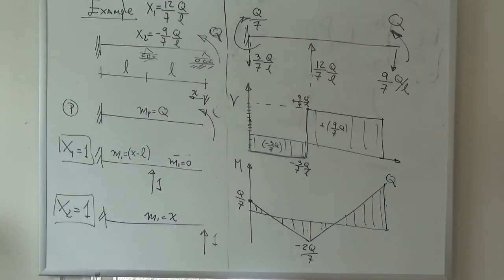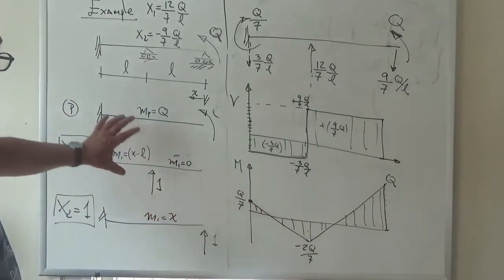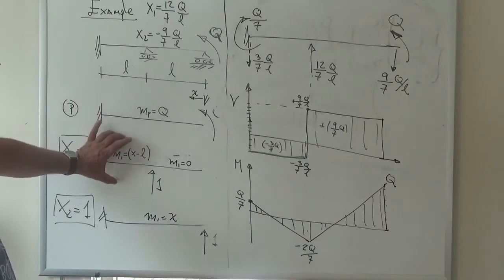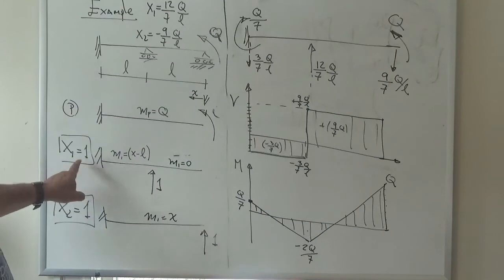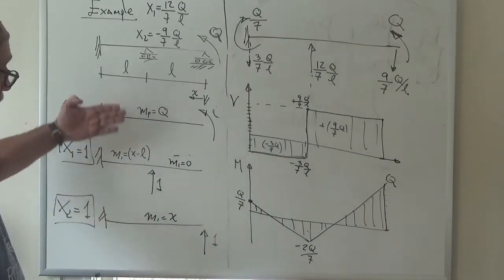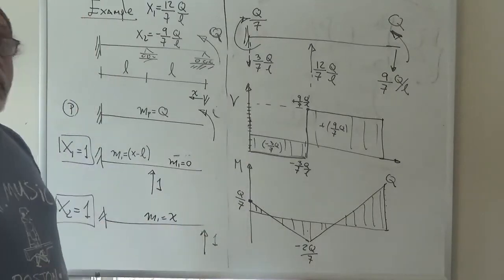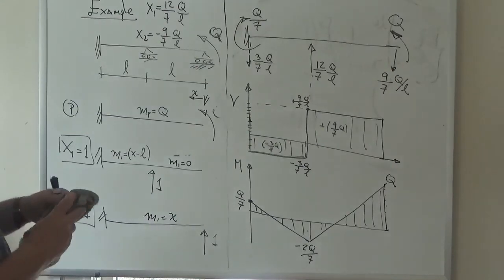You can confirm that this moment diagram here is just the sum of that plus this, that plus this sketch multiplied times x1 plus this sketch multiplied times x2. You add them together, you get that plot. Okay? So, that's it.